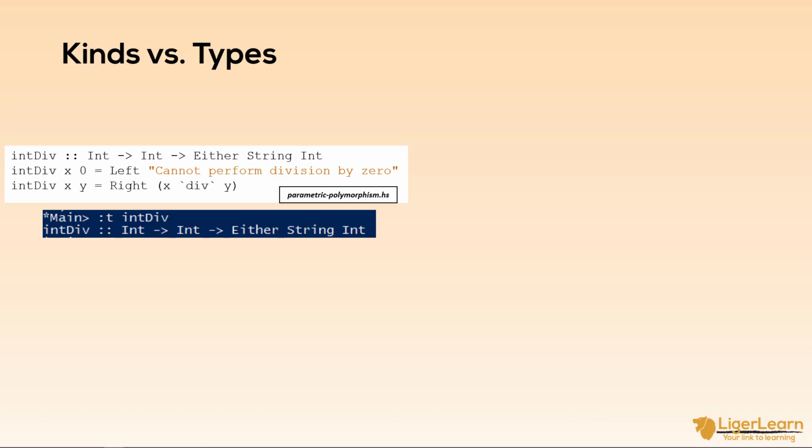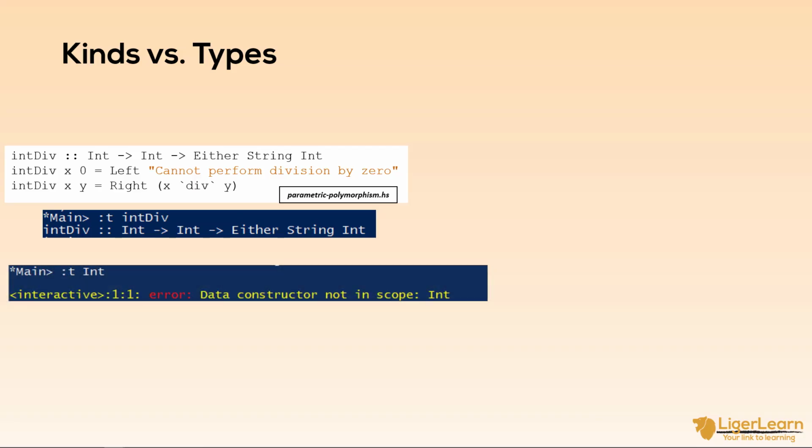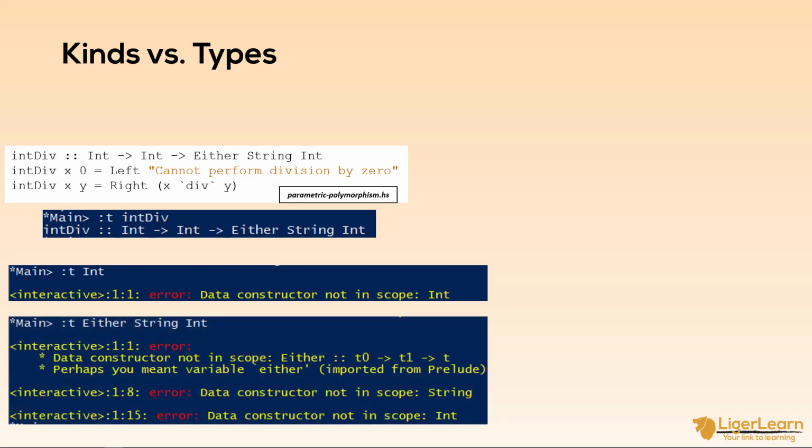If we ask GHCi for the type of an Int, we get an error saying the data constructor is not in scope. And if we ask GHCi for the type of Either String Int, it responds again with an error saying the Either, String and Int data constructors are not in scope. It also tries to recommend an alternative in case you meant to use a variable with a similar name, either, that already has an existing binding. In our case, the recommendation is not useful. But why does this occur?